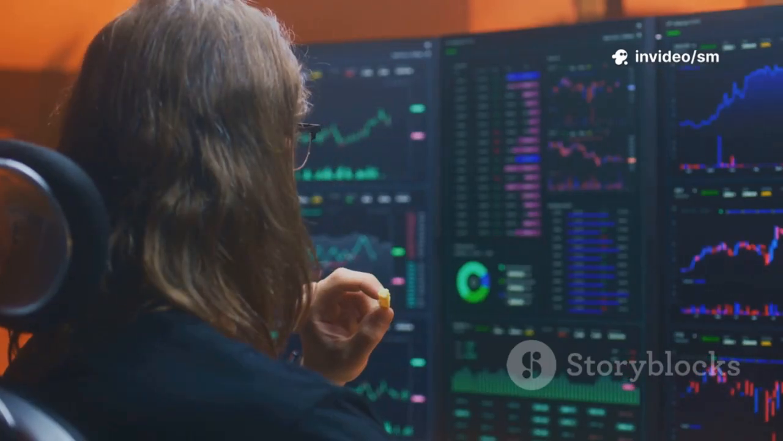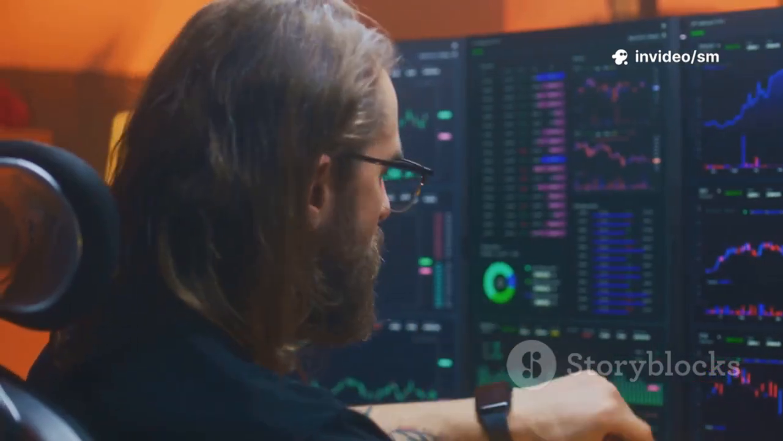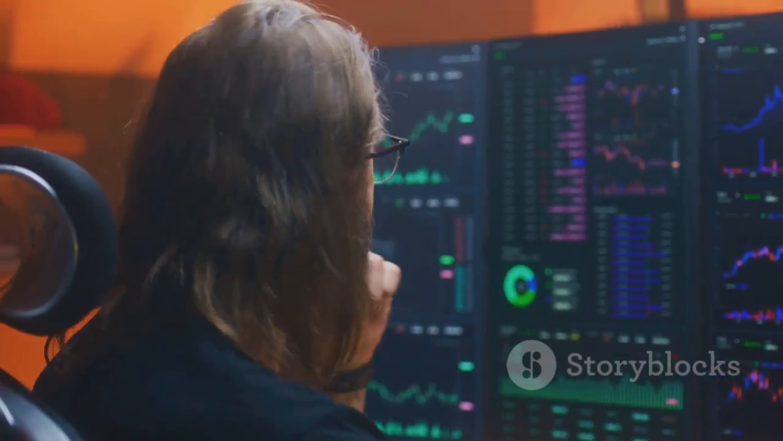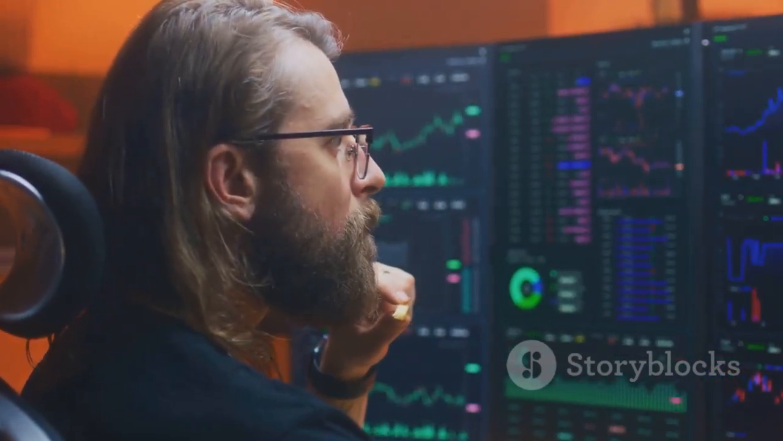So, which should you use? It really depends on your trading style and what you're trying to achieve. Are you a patient planner, or do you thrive on quick decisions?